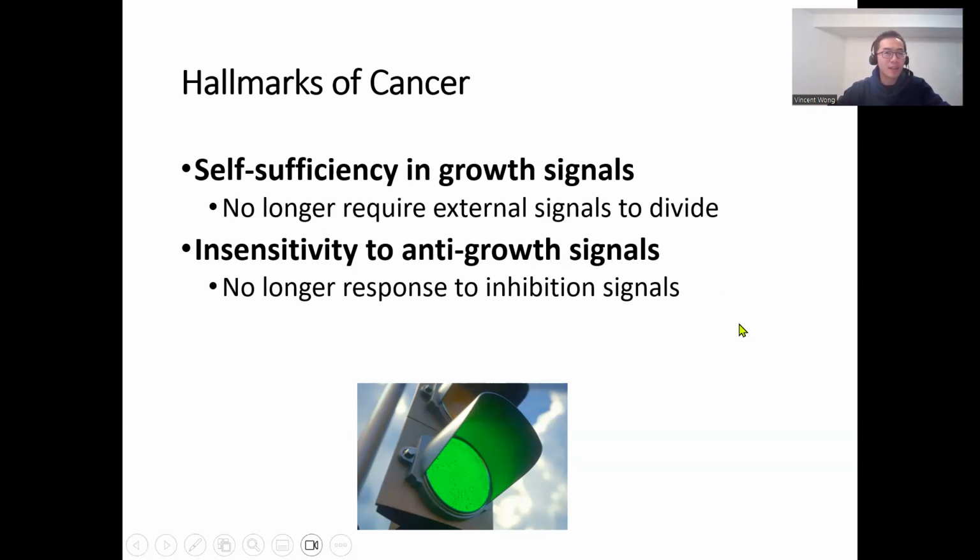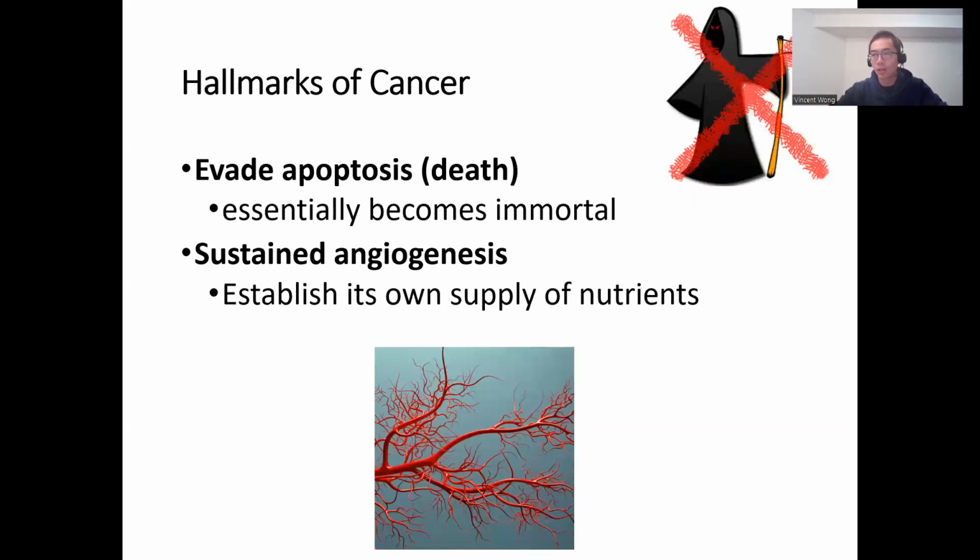Now, all this division, all this cellular activity actually requires a lot of energy and resources. So another characteristic, and I'm not going in the order that's on the slide, but it makes sense to talk about this one, right? Is sustained angiogenesis. Genesis is creation, and angio is blood vessel. Angiogenesis is basically creating new blood vessels.